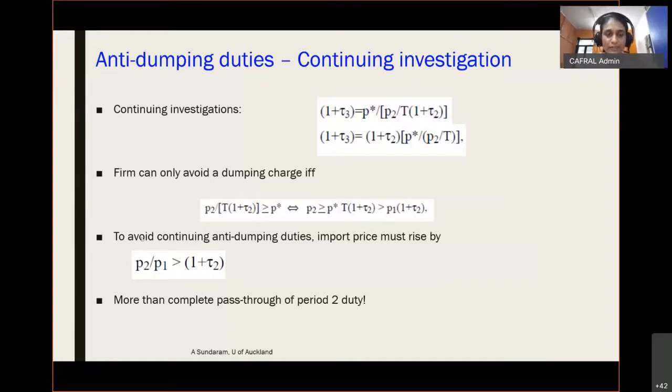So to avoid these continuing duties, the import price must rise by P2 over P1 greater than 1 plus tau 2. And so what does that mean? That means that there is more than complete pass-through of the period 2 duty. So in response to the period 2 duty, the pass-through is actually greater than 1. It's not even 1-to-1. It's actually more than 1, because the incentive to raise price, the price must go up by way more than the period 2 duty at this point, right?